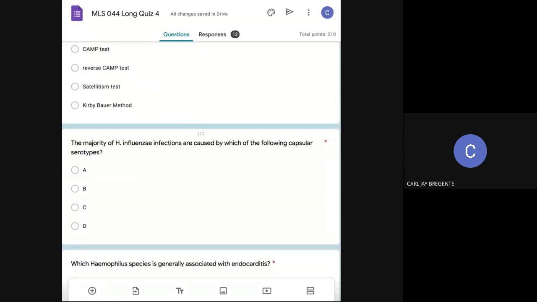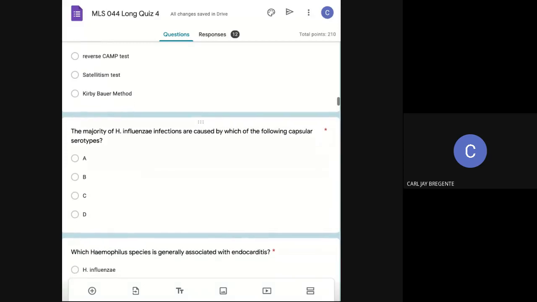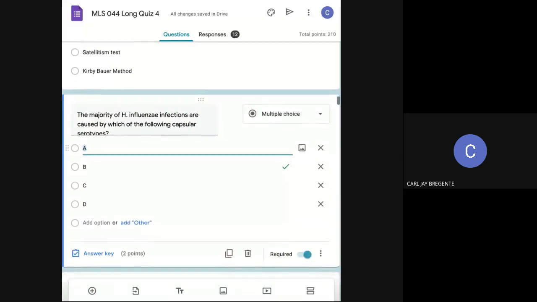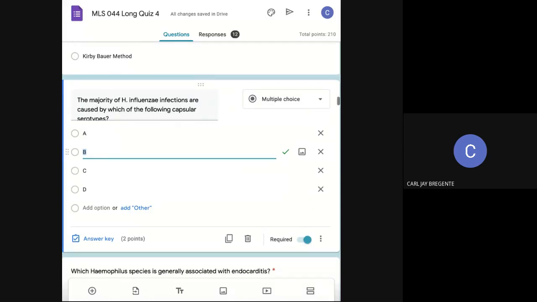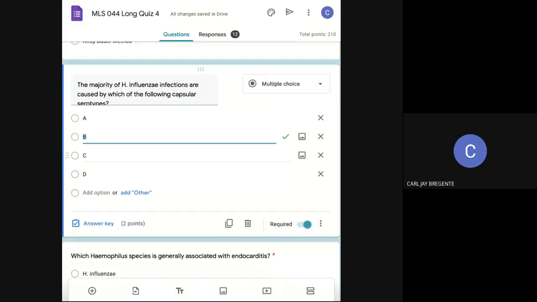Majority of H. influenzae infections are caused by which of the capsular serotypes? So this is type B infection. That is why most of the vaccines towards Haemophilus influenzae are coming from serotype B, because it has the highest rate of infection.